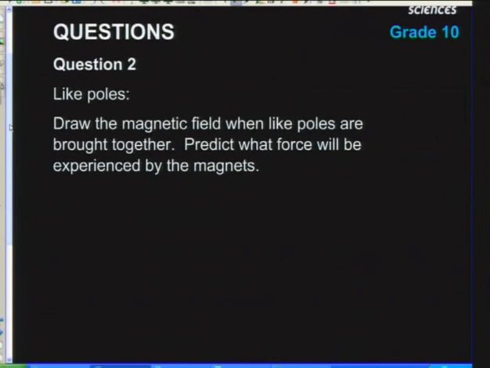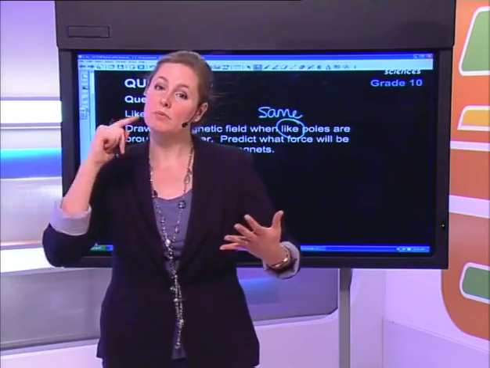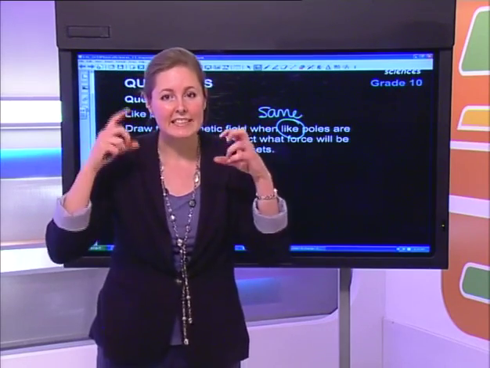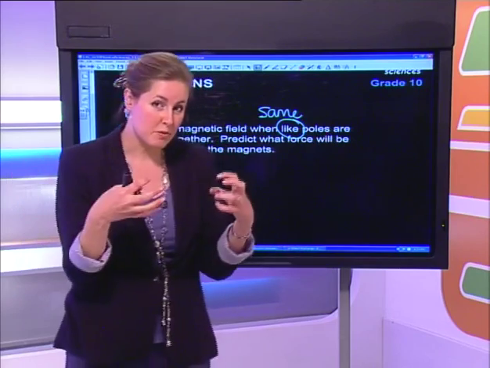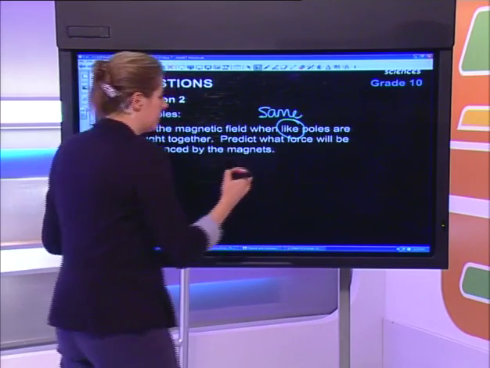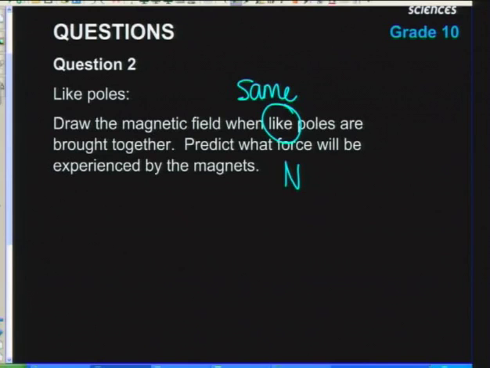Question 2. Like poles. Draw the magnetic field when like poles are brought together. So by like poles, what do we mean? We mean the same. So our options here, these could be two north poles or these could be two south poles, but they're the same type of poles and they're brought together. So either you've got a north with another north or a south with another south, but these are like poles.